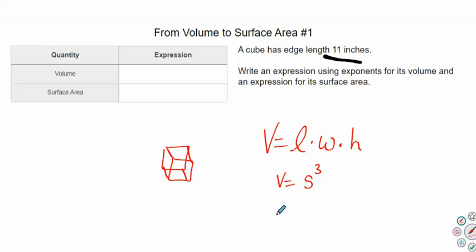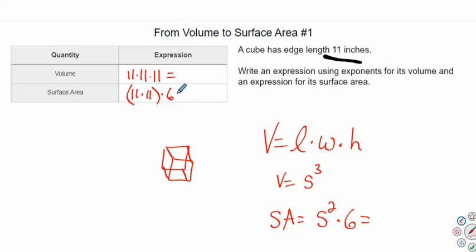And then surface area, remember what we found last time? The surface area is going to be the side length to the second power, because that gives me area. I should have done area first. That gives me area, and then times 6, because there are 6 different faces. So for this one, the volume would be 11 times 11 times 11, whatever your answer is. And then surface area is going to be 11 times 11, and then times 6.